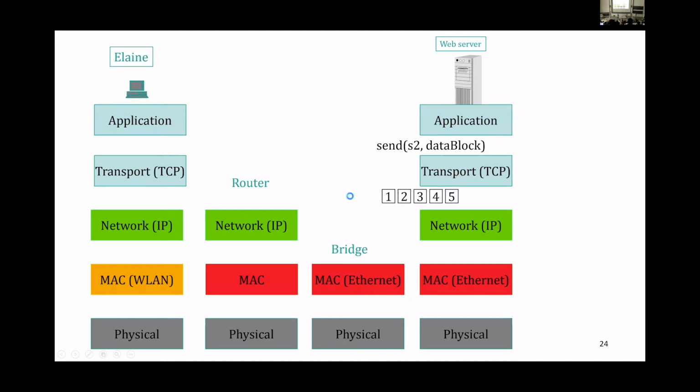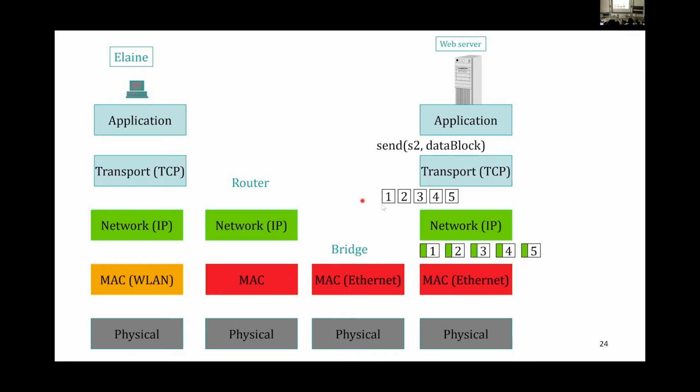Then what TCP will do is this data block will be broken into here 5 pieces, perhaps because it's a big thing, it's a video file or a big image that doesn't fit in a single IP packet. So it's broken into several pieces. Each of those pieces contains a fraction of the object that is being sent here.